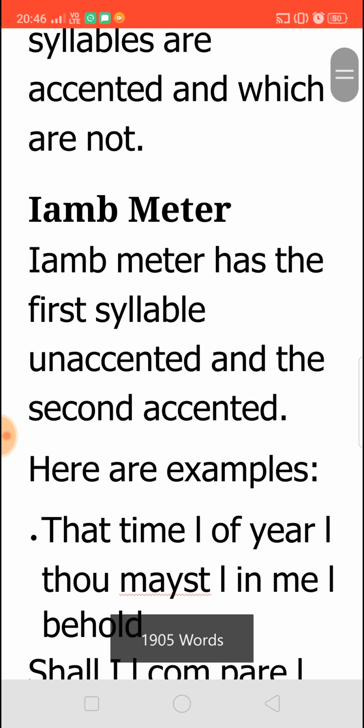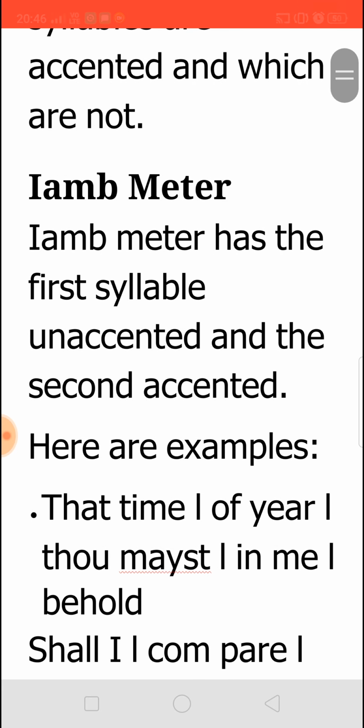Now first we will see about iambic meter. In iambic meter, the first syllable will be unaccented, that is, we will not give stress for the first sound, but the second sound we will give a stress.